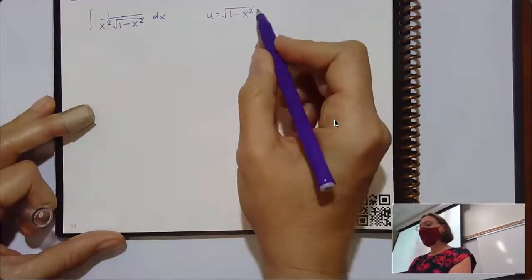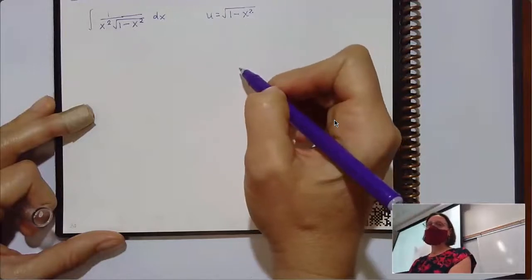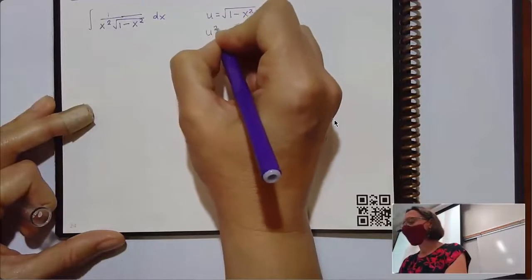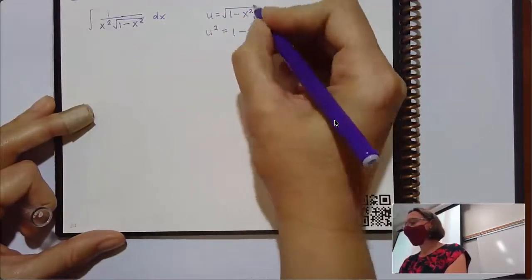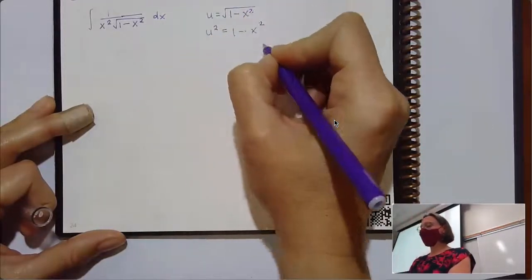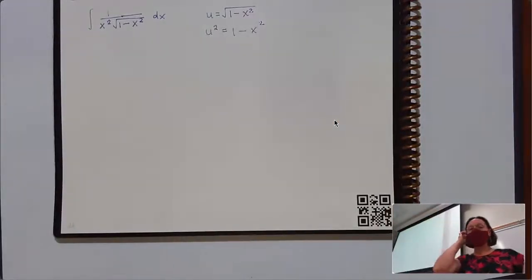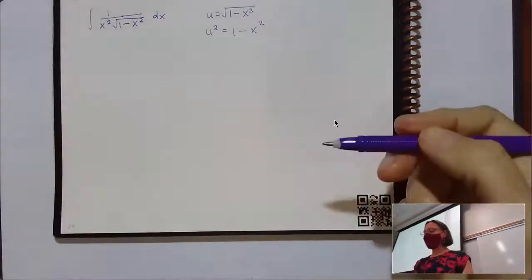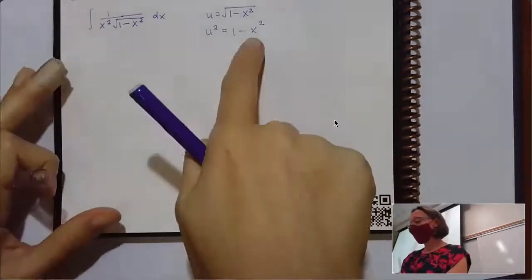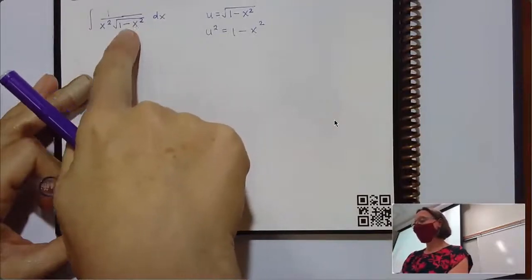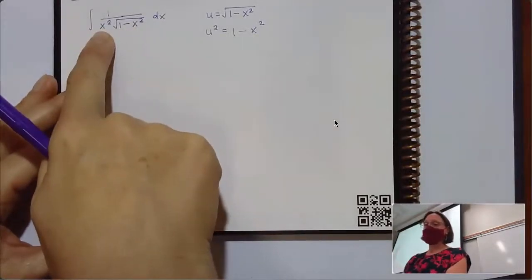Well, if u is equal to this whole thing, then u squared would be equal to 1 minus x squared. And if I'm thinking about u-substitutions, I'm trying to build my vocabulary list, which means I know what to do with the square root piece now. And I also kind of know what to do with the x squared.